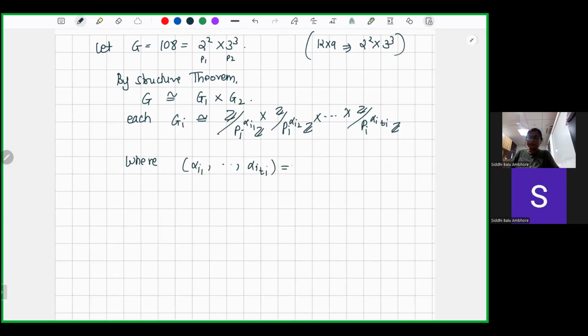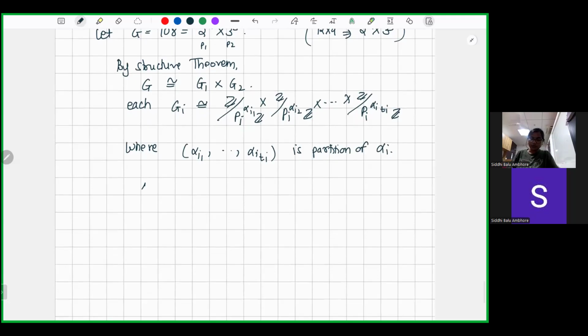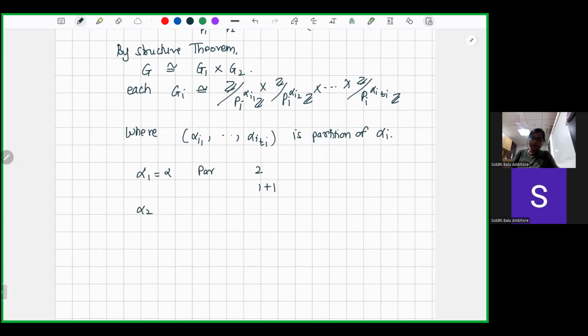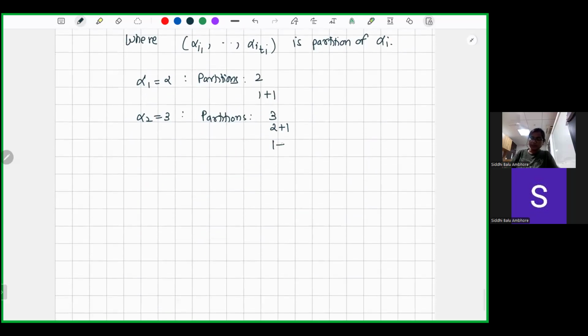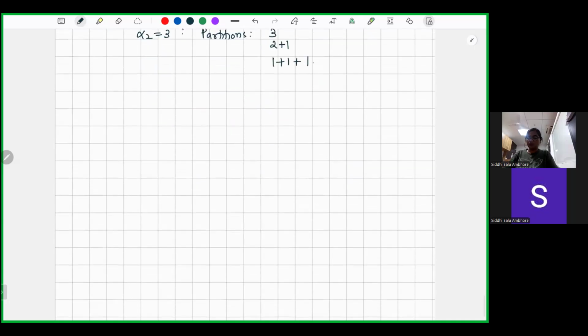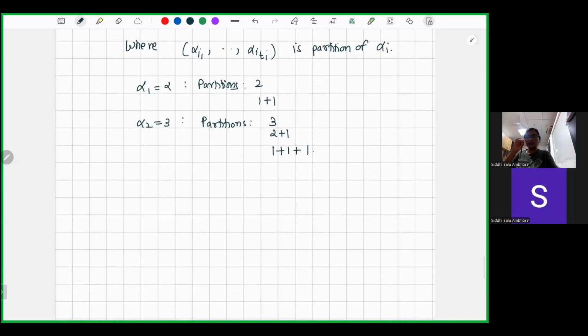That is, this is a partition of alpha i. Okay, so here my alpha 1 is 2, and the possible partitions for 2 are 2, and then 1 plus 1. And for alpha 2 is equal to 3, the partitions are 3, 2 plus 1, and then 1 plus 1 plus 1. So these are the possibilities.